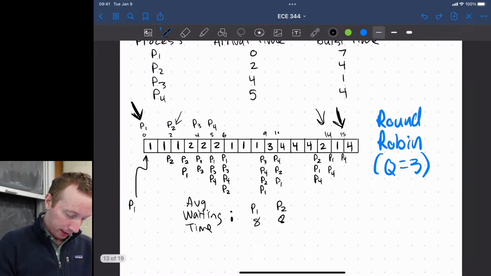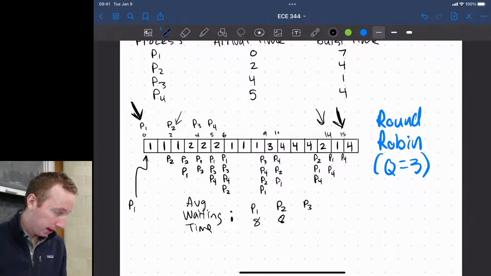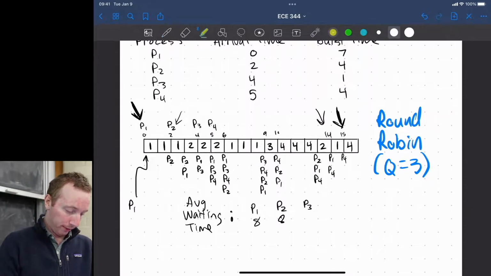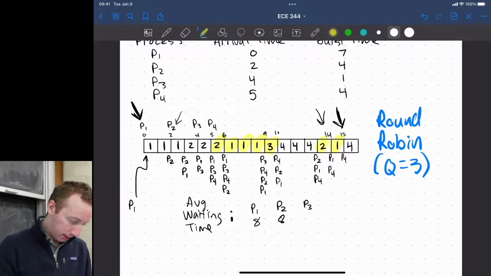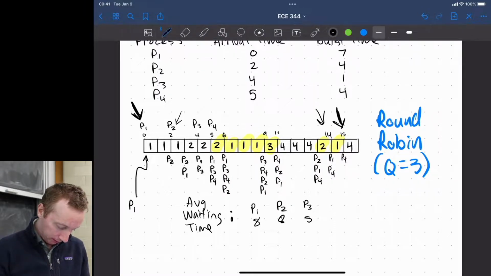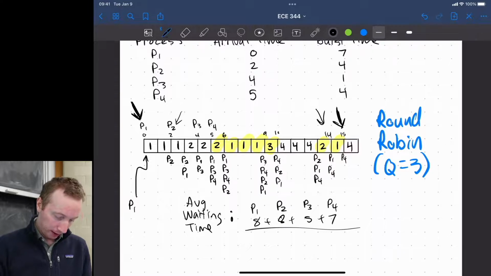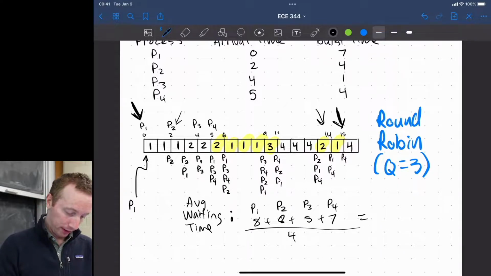So P3, how long did it wait? Well, it waited around for hopefully 5. So it started at t equals 4. So it waited here, 1, 2, 3, 4, 5. So P3 waited for 5 time units. And then finally for P4, how many time units did it wait? Well, it waited for 1, 2, 3, 4, 5, 6, 7. So it waited for 7 time units. So if we do that for our average waiting time, divided by 4, it would be like 7.